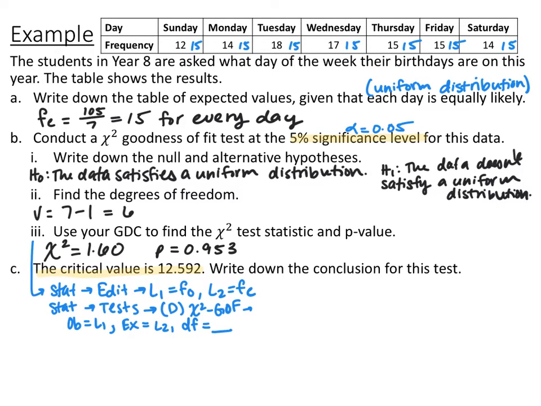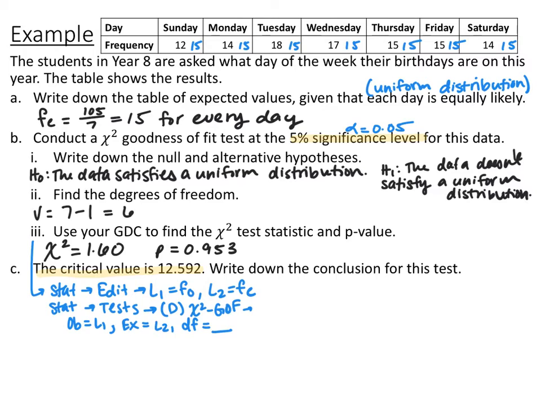So using your graphing calculator, you should have found that your chi-squared value was 1.6 and your p-value is 0.953. I'll show you guys again how to do this in class as well. But using those two values, now part C, they tell us our critical value, which remember always has to either be given, or if you're doing it by hand, you have to read it off a table.